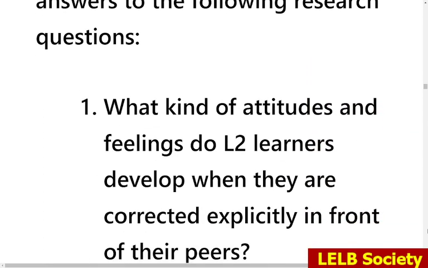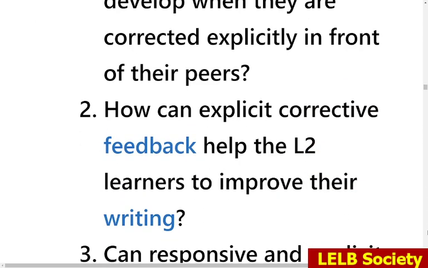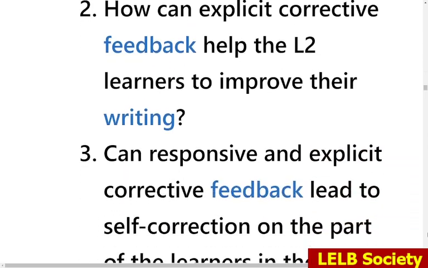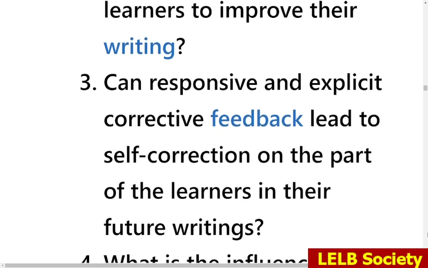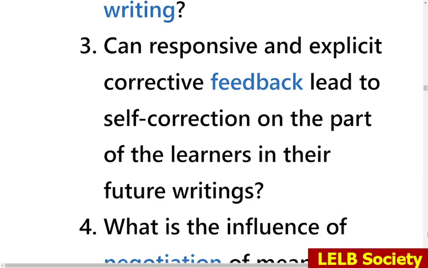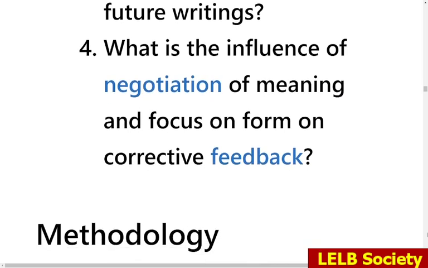1. What kind of attitudes and feelings do L2 learners develop when they are corrected explicitly in front of their peers? 2. How can explicit corrective feedback help the L2 learners to improve their writing? 3. Can responsive and explicit corrective feedback lead to self-correction on the part of the learners in their future writings? And 4. What is the influence of negotiation of meaning and focus on form on corrective feedback?